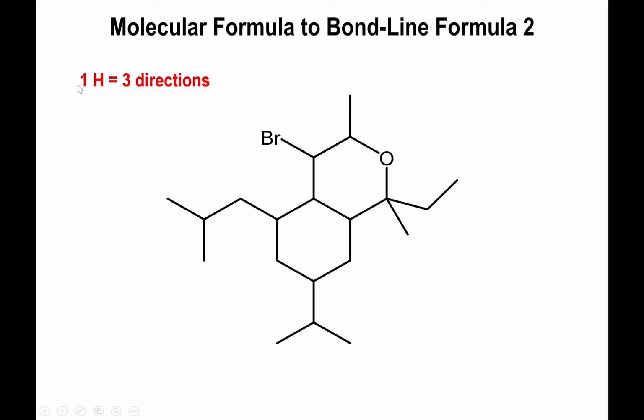Alright, so this is what we're going to do. We're going to look for carbons that contain only 1 hydrogen in them. And in order for that to be the case, the carbons that we're looking at must already have 3 directions arising from them.